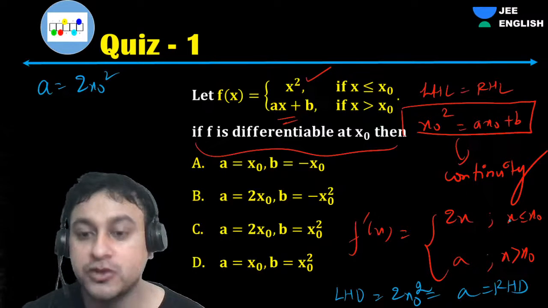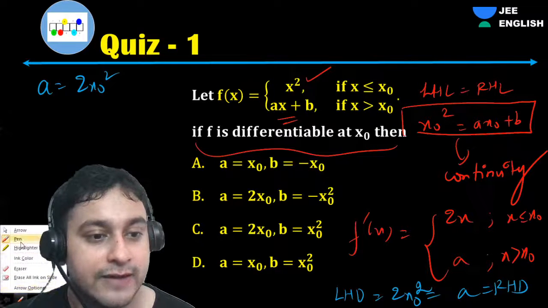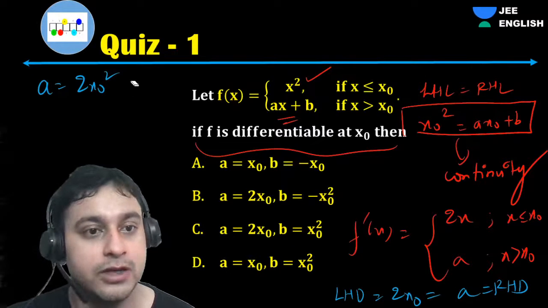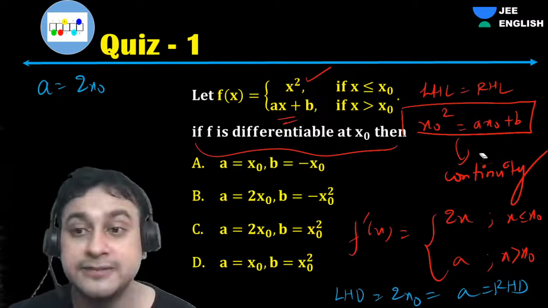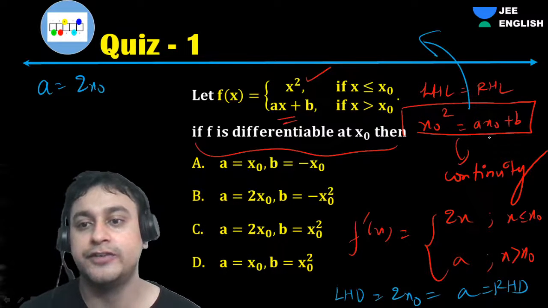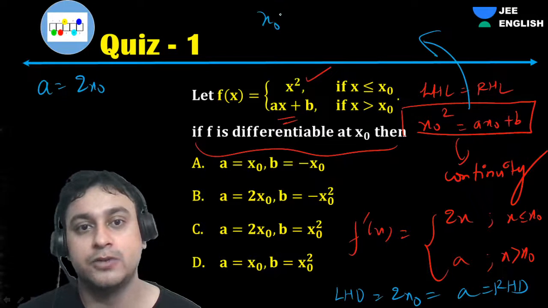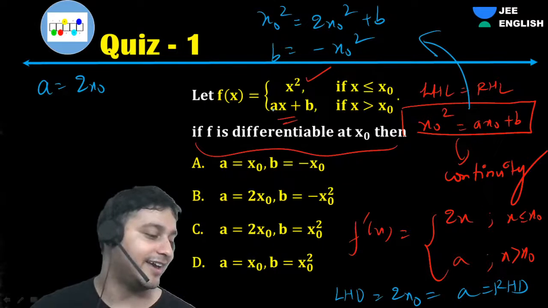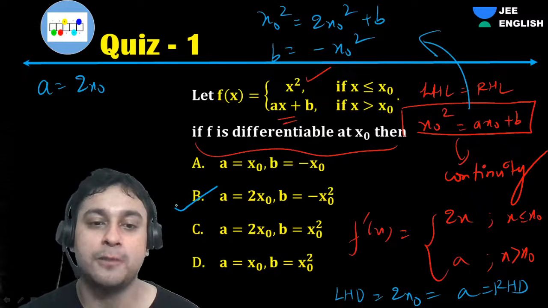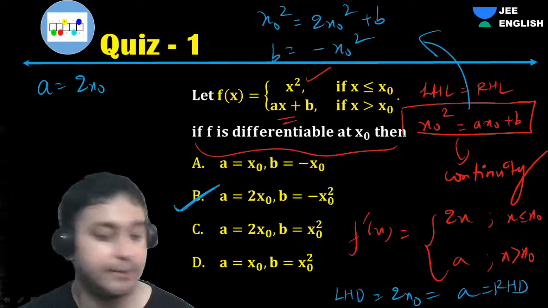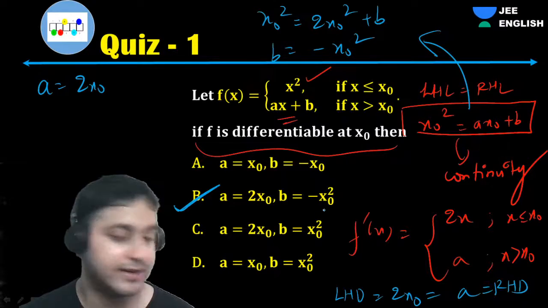One second. Sorry, 2x naught only, not x naught square. We have to substitute in place of x, x naught. My mistake. So a is 2x naught. Now what about b, guys? How do we get b? From this equation, if you put a as 2x naught, you get x naught square equals 2x naught square plus b. So b will be minus x naught square. So the B option is correct, where a is 2x naught and b is minus x naught square. Got it, everyone?